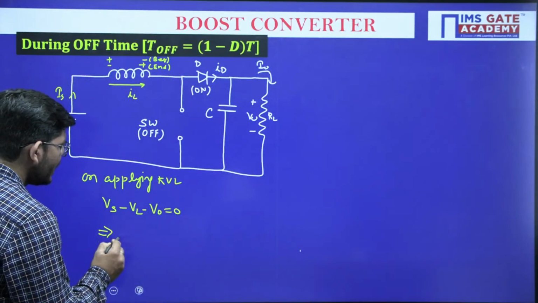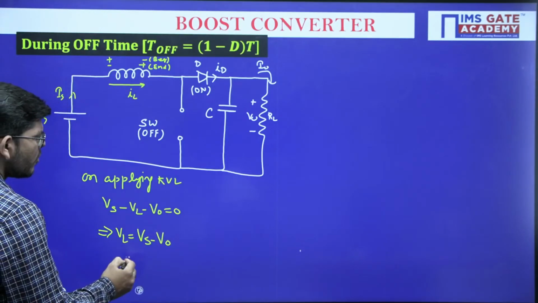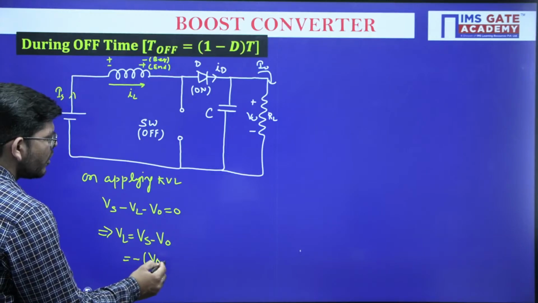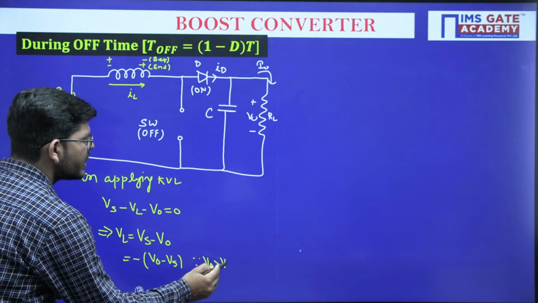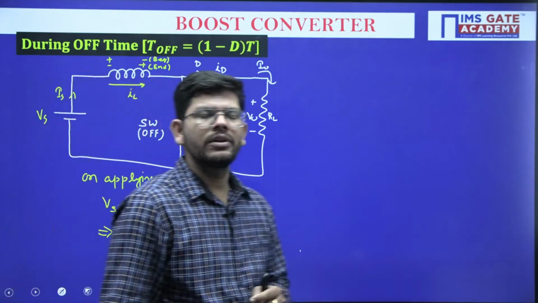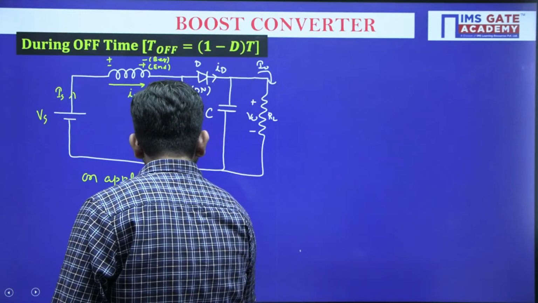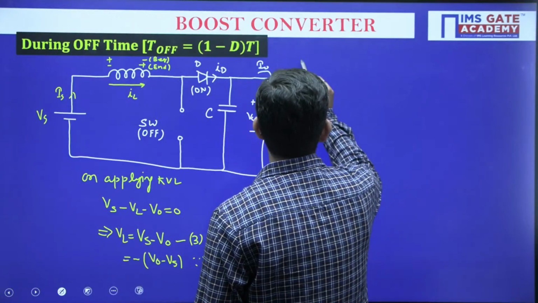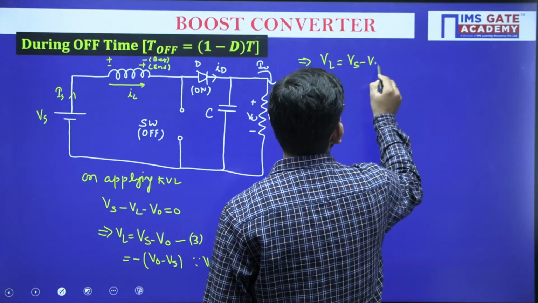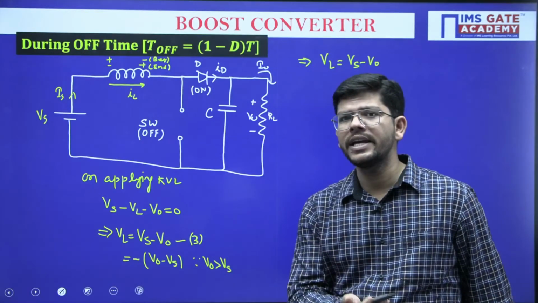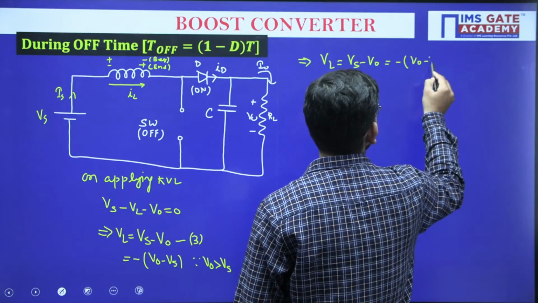So what will be VL right now? VL will be Vs minus V naught, isn't it? Or we can also write it as V naught minus Vs, because we are designing a boost converter and V naught is greater than Vs. This is how you can do it. Let me call this equation number 3. What we have obtained here is that VL equals Vs minus V naught, and it is negative because V naught is greater than Vs. Or I can write it as minus of V naught minus Vs.